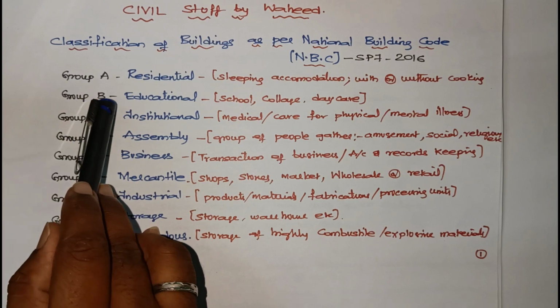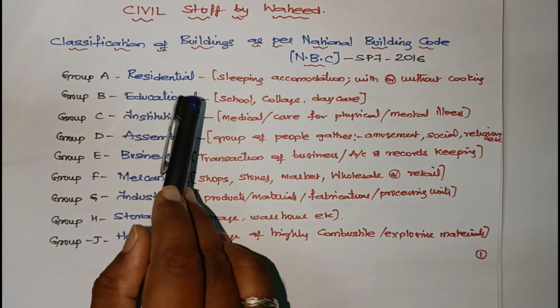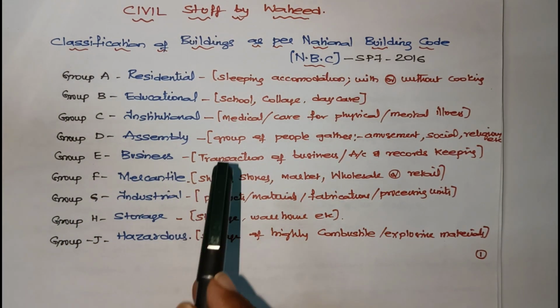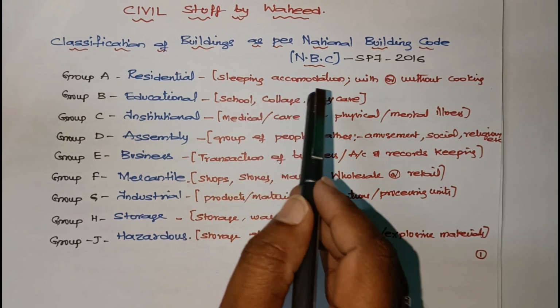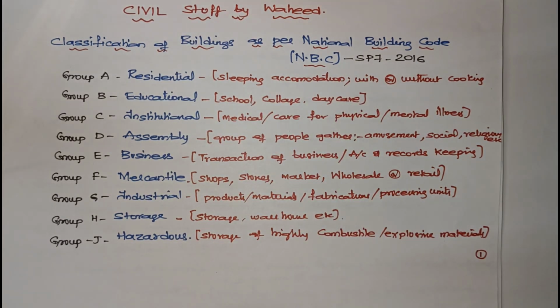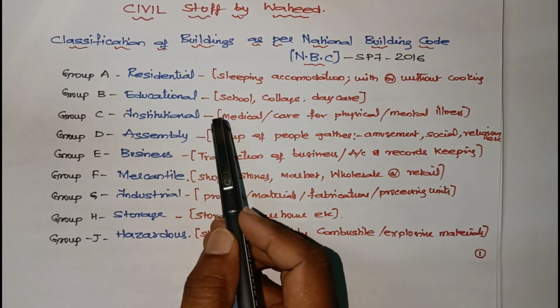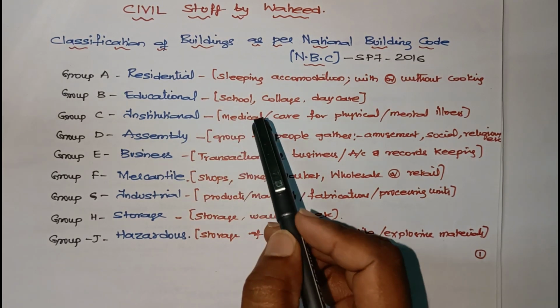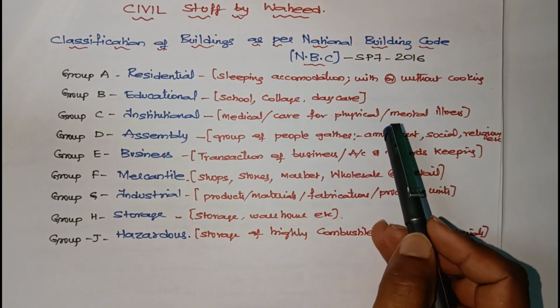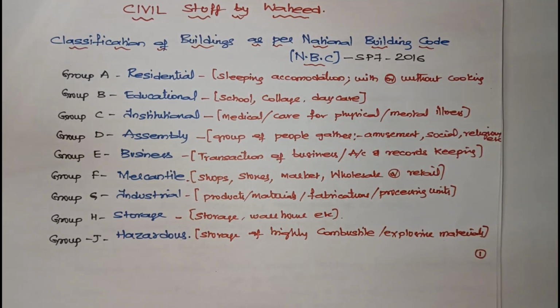Next, coming to group B, it is an educational building, meaning schools, colleges, any daycare centers like that. Those all come under educational building, group B. Coming to group C, it is institutional buildings, where medical care or care for persons with physical or mental illness will be provided. Those are institutional buildings.